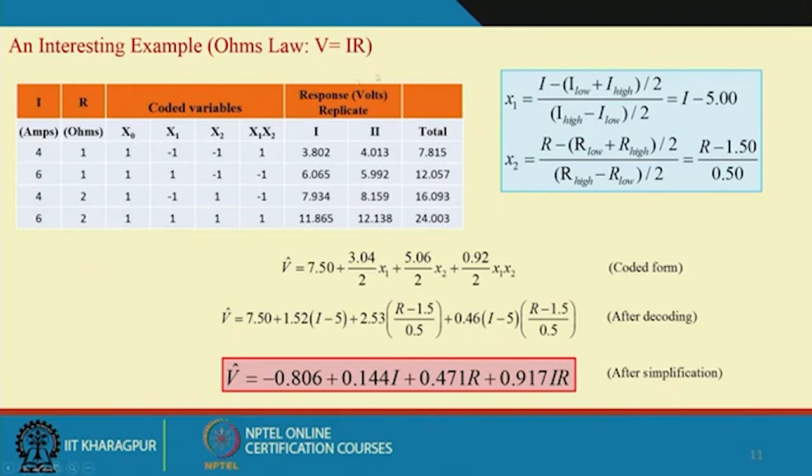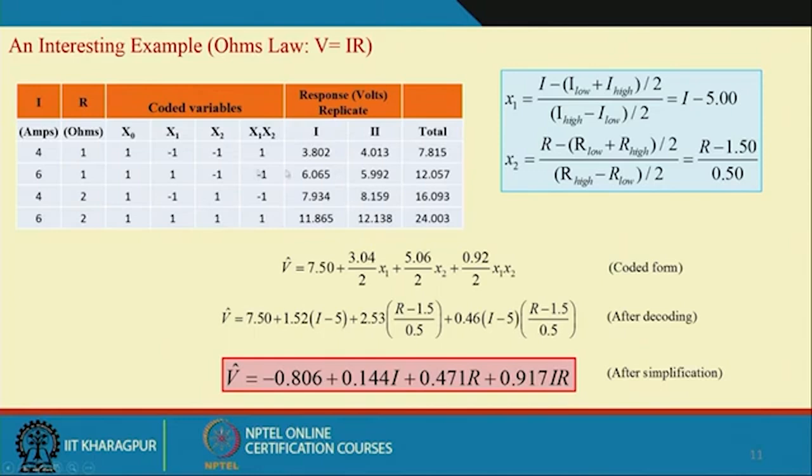Suppose a laboratory-based experiment was conducted, keeping I at two levels, 4 amperes and 6 amperes, and resistance at two levels, 1 and 2 ohms. So this is basically a 2 to the power 2 design, and this is the design matrix for regression. Suppose the response, volts, is replicated twice; these are the responses obtained and this is the total.